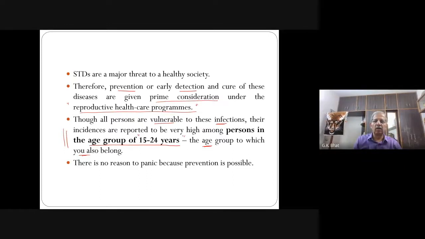There is no reason to panic, because prevention is possible. How is prevention possible? How can one avoid getting STDs? The answer is going for barrier methods, like condoms, Nirodh, etc. Only barriers, not IUDs.